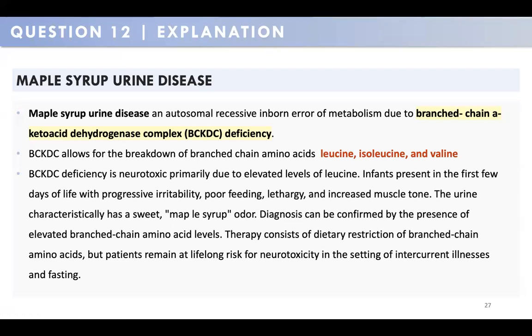This is different from the musty odor in phenylketonuria. And usually phenylketonuria would also have skin eczema and hypotonia rather than hypertonia. Diagnosis is confirmed by the presence of branched chain amino acids in the urine, or by analysis of the enzyme itself, absence of the enzyme. The therapy consists of dietary restriction of the branched chain amino acids, but the patient remains at lifelong risk of neurotoxicity in the setting of intercurrent illnesses and fasting.